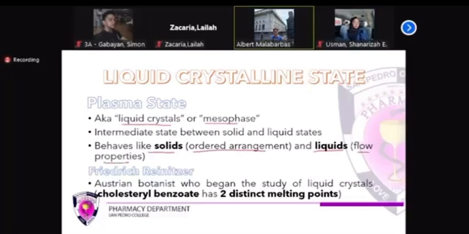So the person who was credited for discovering or studying your liquid crystals was Friedrich Breinitzer. He was the one who began the study of liquid crystals. So particularly, he observed it using the chemical cholesterol benzoate. So si Friedrich Breinitzer, liquid crystals.